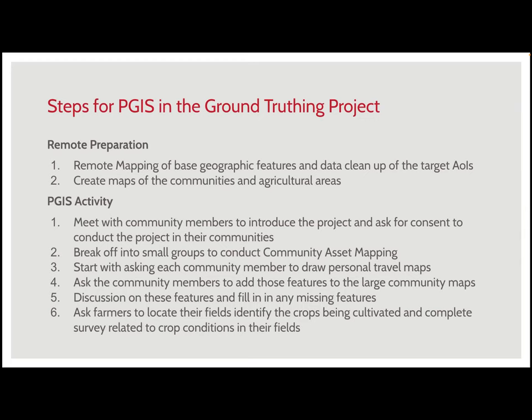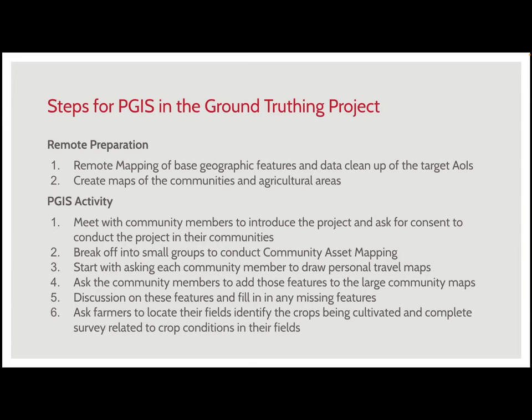We like to print these maps out as big as we can, A0 on a big plotter, to make sure that multiple community members and YouthMappers can stand around these maps and point out features on them and write on them and add more data to it and things like that. So once we are in country and we have the actual community meeting, we'll conduct the PGIS activity, and it will follow these basic six steps.